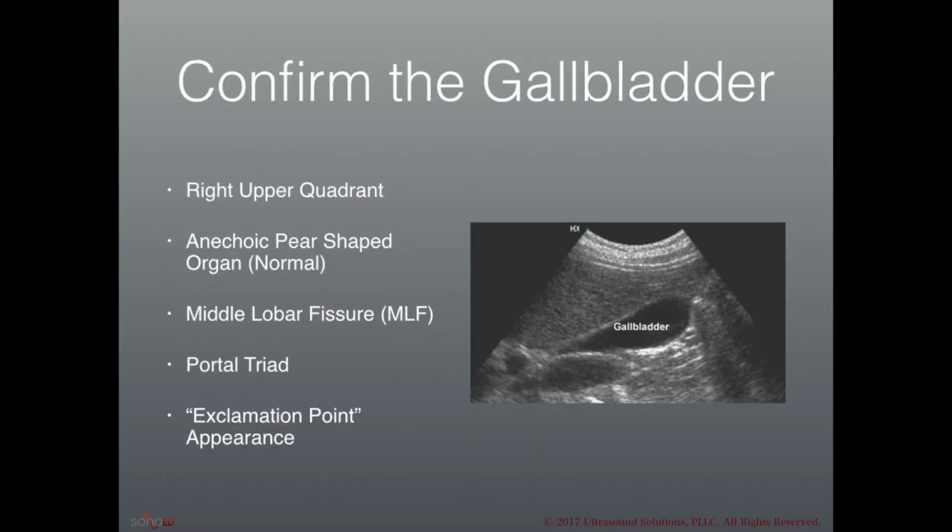Once you find a fluid-filled structure in the right upper quadrant that looks like it's the gallbladder, you'll want to confirm it's the gallbladder, and you'll notice it is a pear-shaped structure. It does have the associated MLF that we talked about, and the most important thing I find is that it points towards the portal triad, and it does so such that it looks like an exclamation point. And that's the most important thing I find when I teach residents to help confirm that it's the gallbladder, is to find its relationship to the portal triad. This also helps you identify the common bile duct, which we're going to measure at a later point.